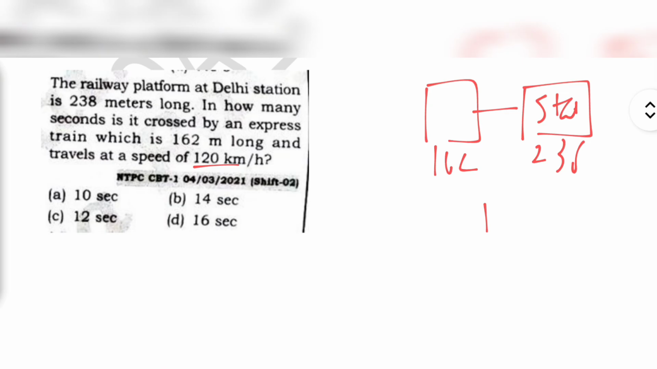That will be your total distance. Total distance is 238. 8 plus 2 is 10, 6 3s are 9, 10, 2, 3, 4. So distance is your 4.